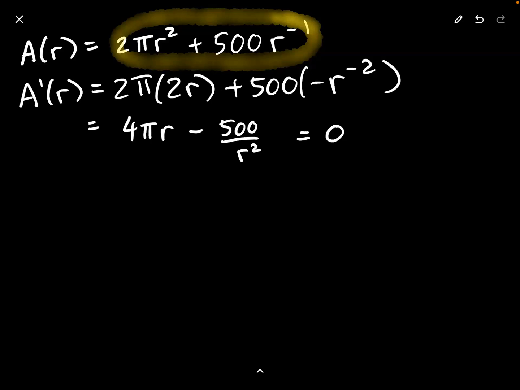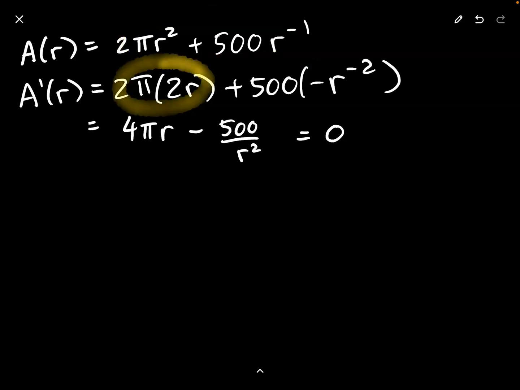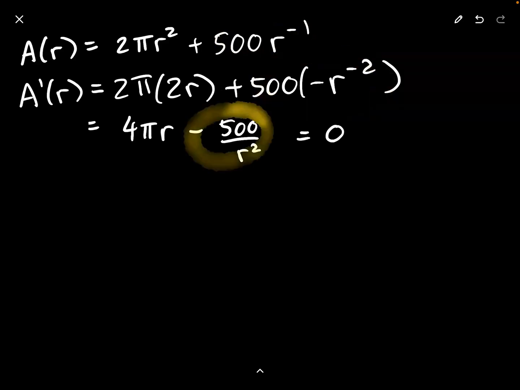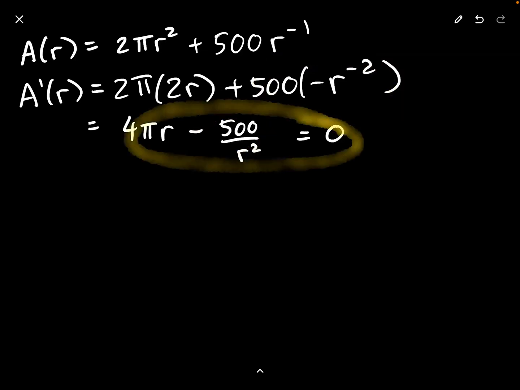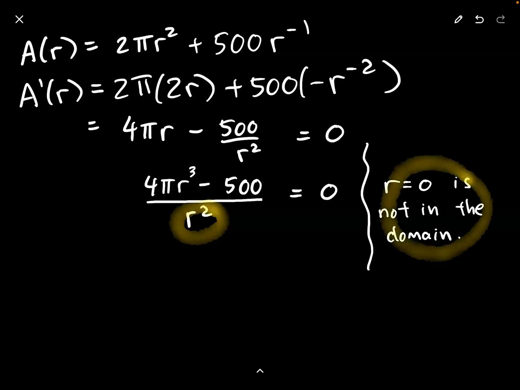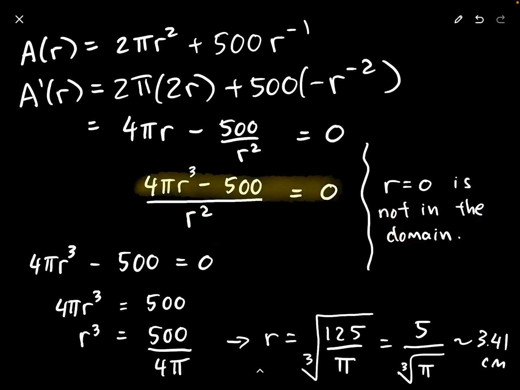When we take the derivative, 2 pi times 2r is 4 pi r, and the derivative of 500 r to the minus 1 is negative 500 r to the minus 2, which I'll rewrite as minus 500 over r squared. So we'll want to find the critical values. This is where the derivative is equal to 0 or where it does not exist. Here I made a common denominator over r squared, but it's up to you if you want to do that. So A prime will not exist when the denominator is 0. That's when r is equal to 0, but r equal to 0 is not in the domain, so we will not include it. Next we can solve for when A prime is 0, that's when the top is 0.